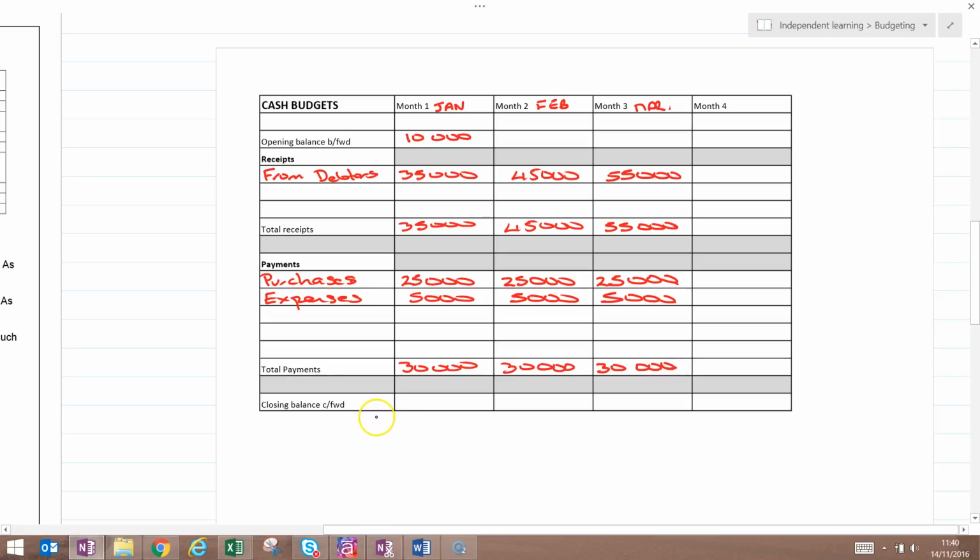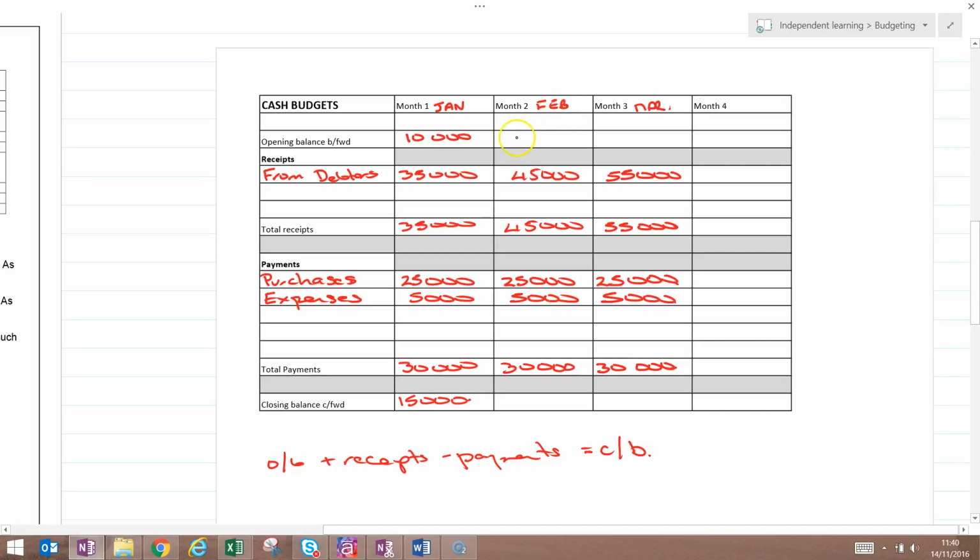So now we need the closing balance. So the opening balance in January, £10,000. Add the receipts, take off the payments, and that gives us £15,000. So it's the opening balance plus receipts minus payments equals closing balance.